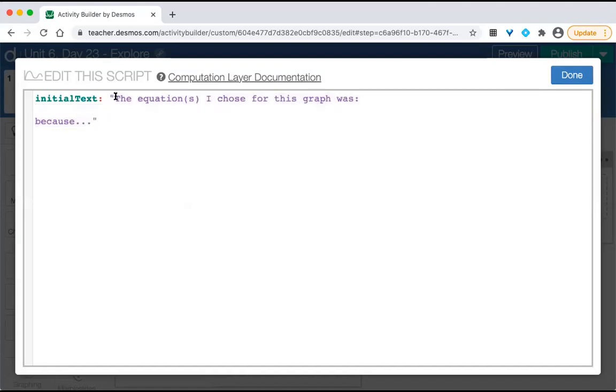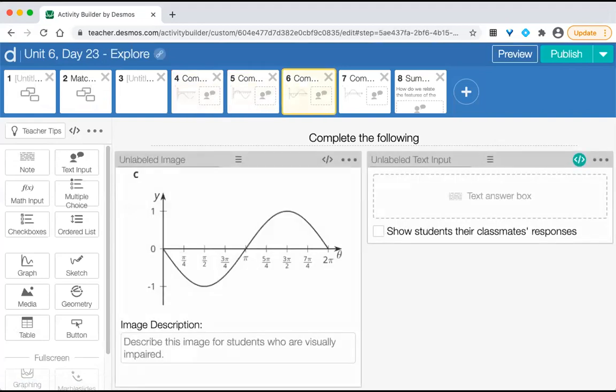So if you want to change this question, however you want to change it, you can just do that here. But make sure that the text you want students to see is between those 2 quotations. You'll see I have that here 4 different times.